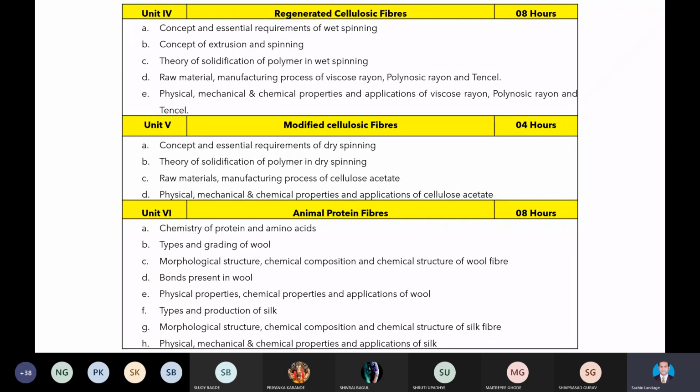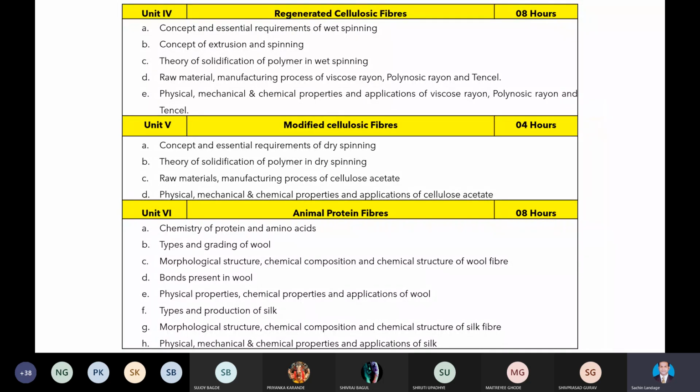Then the types and gradings of wool. What are the various types and gradings we get in wool, that we are going to study. Next, the morphological structure, chemical composition, and chemical structure of the wool fiber. Just like I told you, what is there in a fiber, we are going to study in detail. What are the various constituents of the fiber and what is the chemical structure. For example, in chemical composition we have the protein keratin, then sweat, soil, moisture, oil, fats, and waxes. All these things we are going to study.